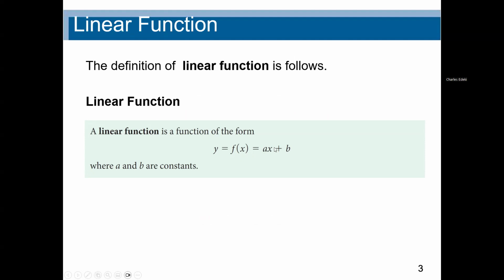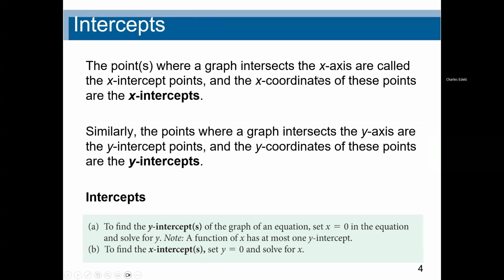Now, as a variable, the exponent should be 1. If the exponent is more than 1, let's say 2, then we have a non-linear function. So the points where a graph intersects the x-axis are called the x-intercept points, and the x-coordinates of these points are the x-intercepts. Similarly, the points where a graph intersects the y-axis are the y-intercept points, and the y-coordinates of these points are the y-intercepts.